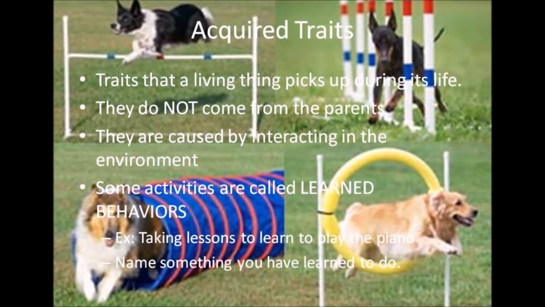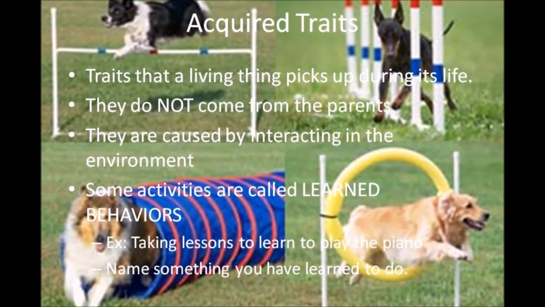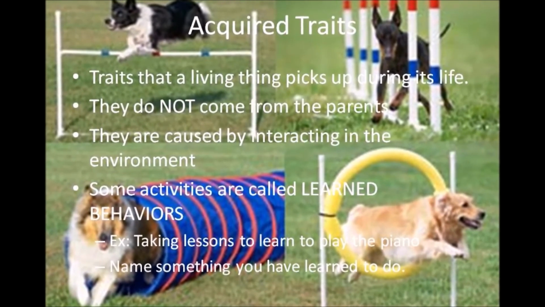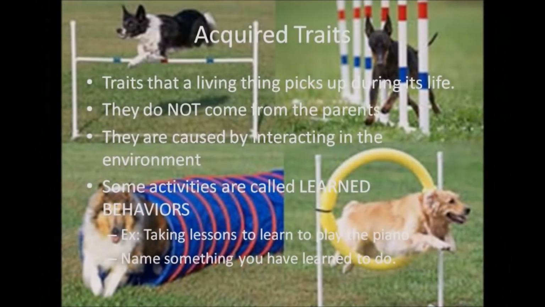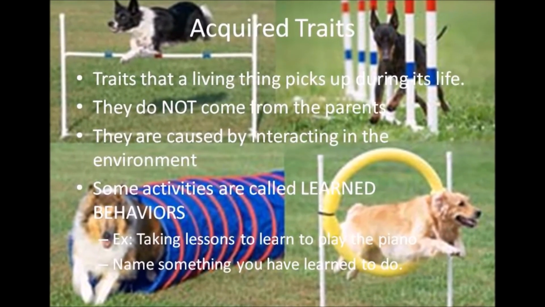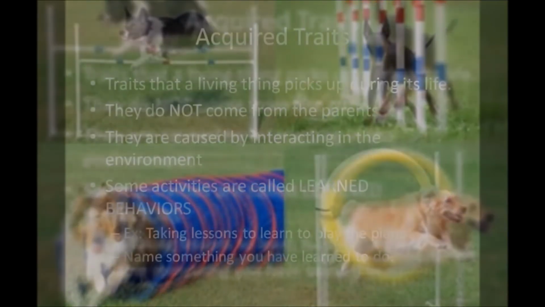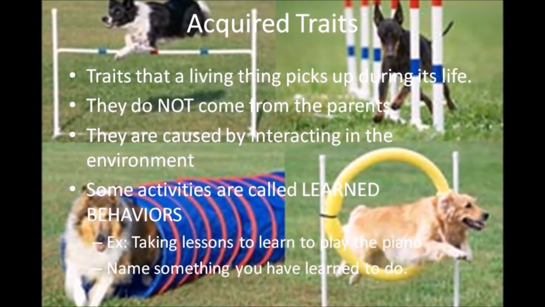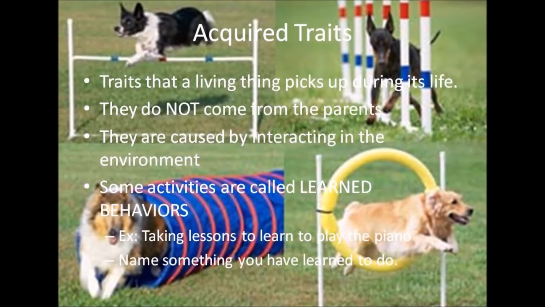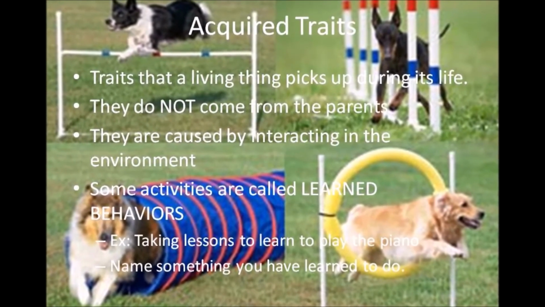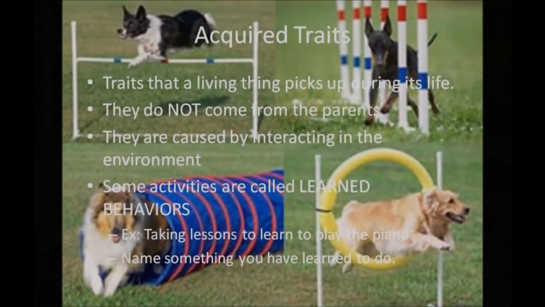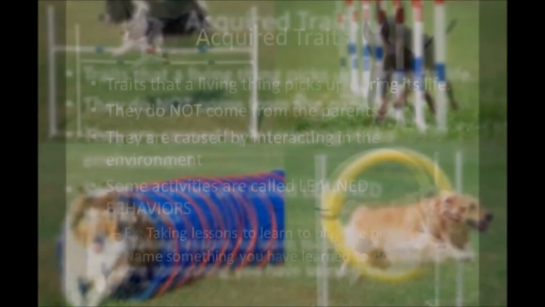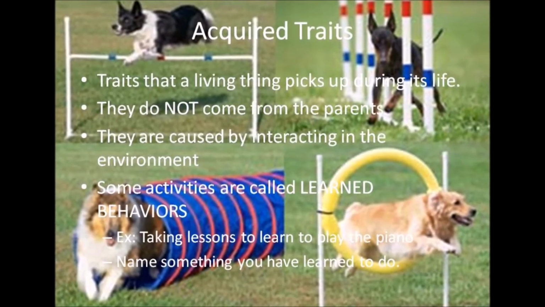Acquired traits, traits that a living thing picks up during its life. They do not come from the parents. They are caused by interacting in the environment. Some activities are called learned behaviors. For example, taking lessons to learn braille or to play the piano. Name something you have learned to do. Or like dogs learning how to do gymnastics.